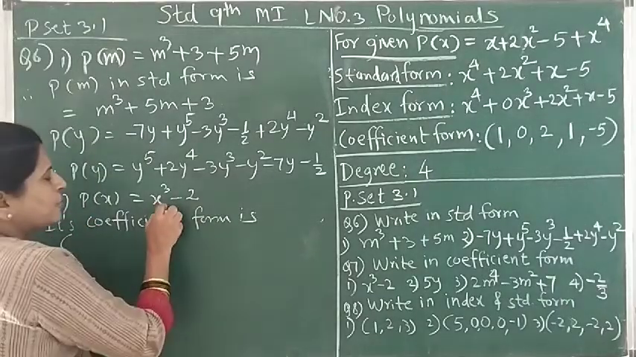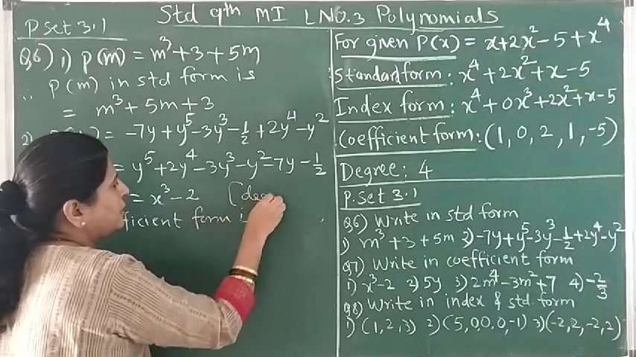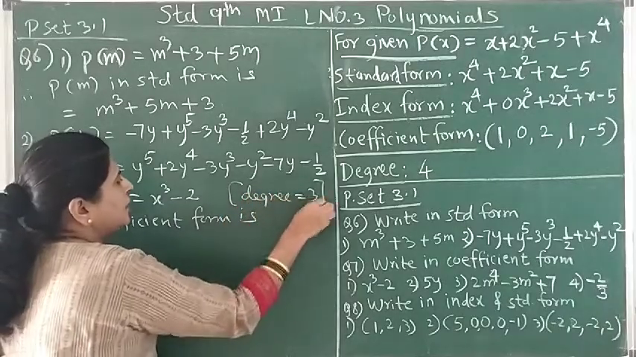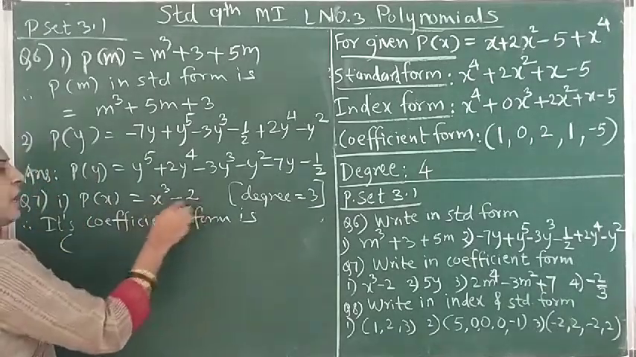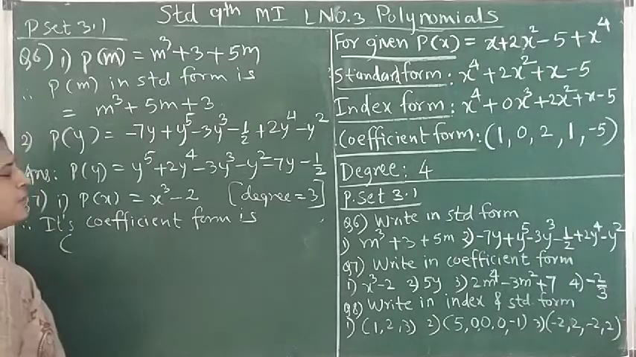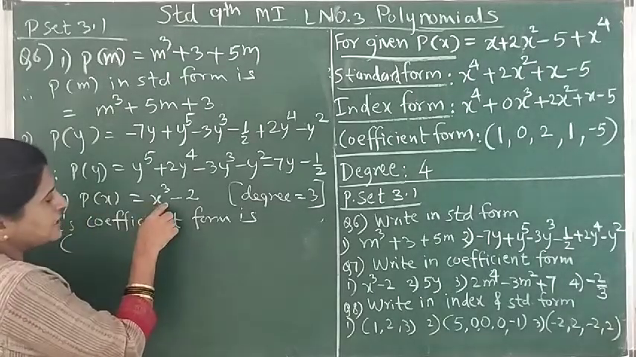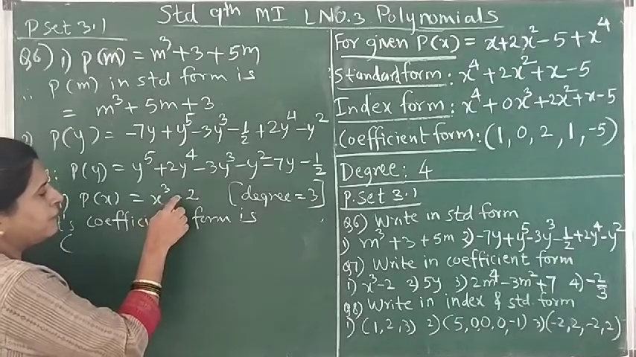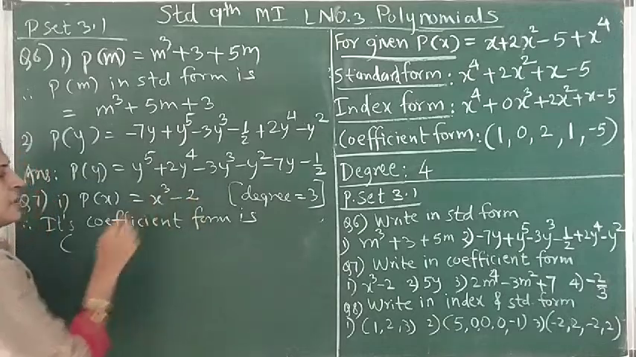Now here we should be aware of what the degree is. Here the degree is 3, so there should be 3 plus 1, a total of 4 terms. But how many terms do we have? We have only 2 terms, so 2 terms are missing. Which 2 terms are missing? The x square term is missing and the x term is missing, and then minus 2, the constant, is there.